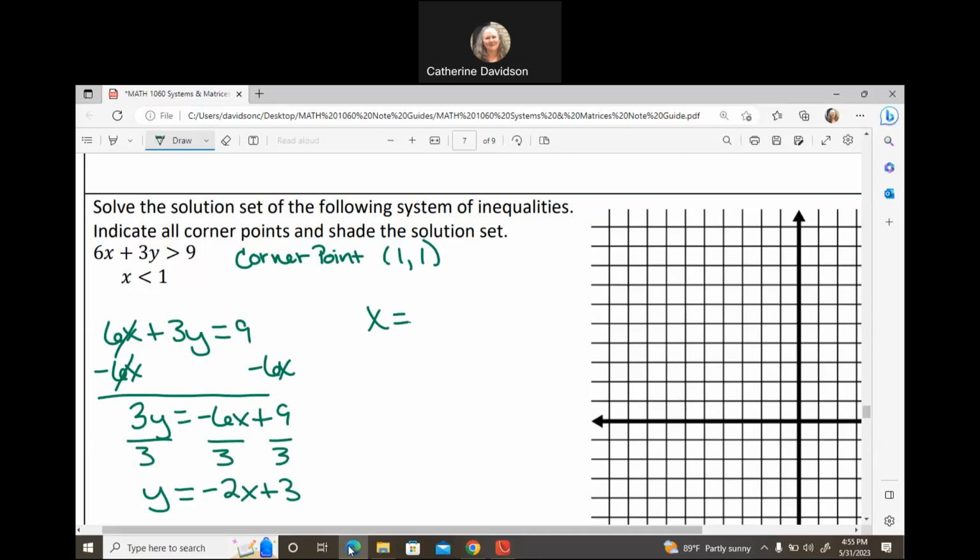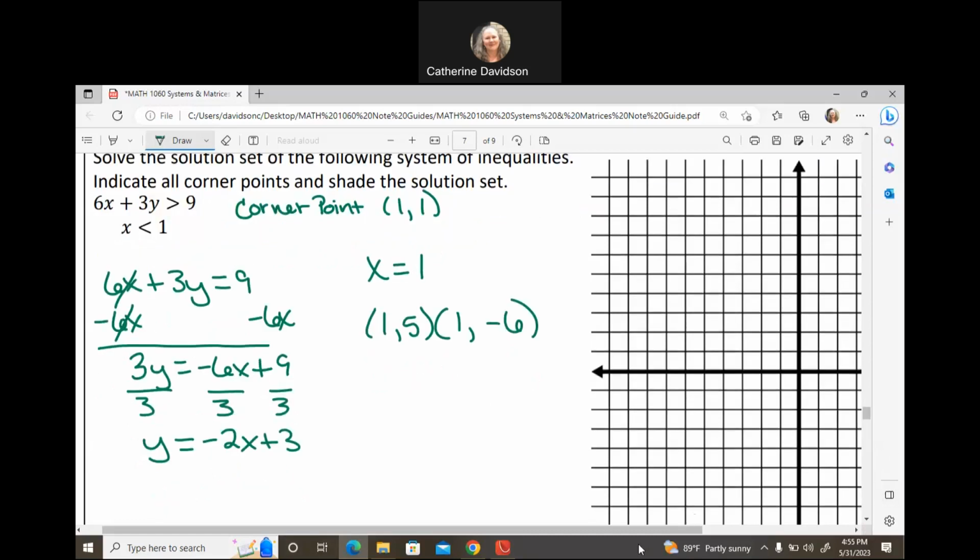Now, for x equals 1, we are not going to be able to graph that in the calculator. So no matter what y is, x is always 1. So you could do 1, 5. You could do 1, negative 6. X is always 1 no matter what y is. So we do need to find 2 points for the equation on the left.